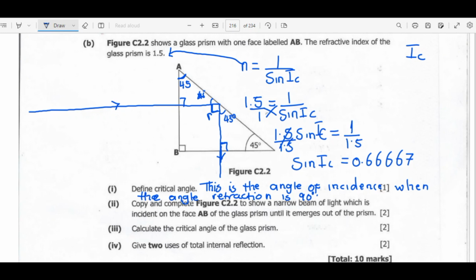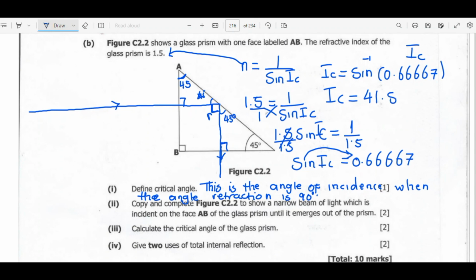Then we now bring in the trigonometry, so the sine will shift to the right side. So we have IC is equal to the inverse of sine of 0.6666. Then on your calculator you press shift, then sine 0.6667 is equal to 41.80 degrees. So if I round this off, I'm getting 42 degrees as my critical angle. So this is how we can find the critical angle for this one.